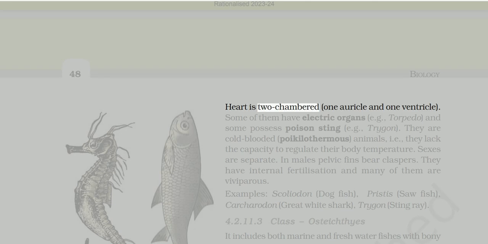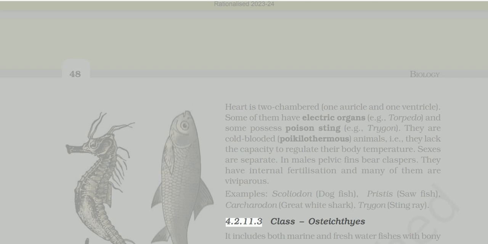Heart is two-chambered, one auricle and one ventricle. Some of them have electric organs, e.g., Torpedo, and some possess poison sting, e.g., Trygon. They are cold-blooded, poikilothermous animals, i.e., they lack the capacity to regulate their body temperature. Sexes are separate. In males, pelvic fins bear claspers. They have internal fertilization and many of them are viviparous. Examples: Scoliodon, dogfish, Pristis, sawfish, Carcharodon, great white shark, Trygon, stingray.